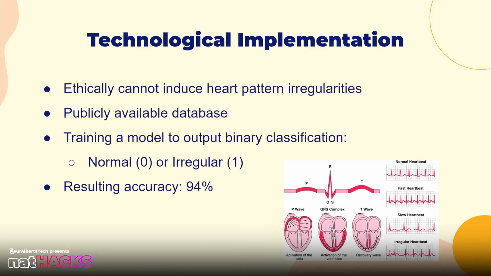Due to the inability to ethically induce irregular heartbeat patterns, we use a publicly available database. With this database, we train a model to output binary classification, either normal or irregular heartbeat patterns. With our model, we get a resulting accuracy of 94%.